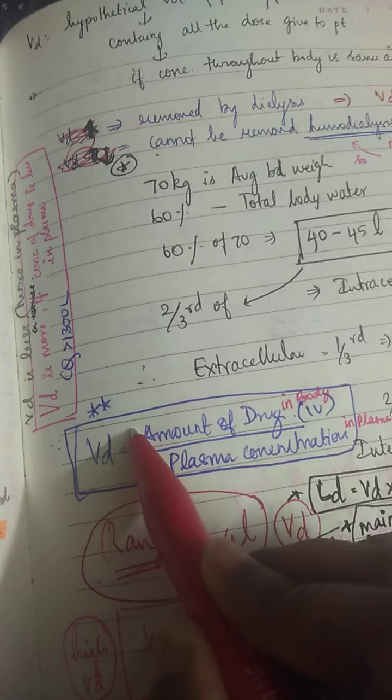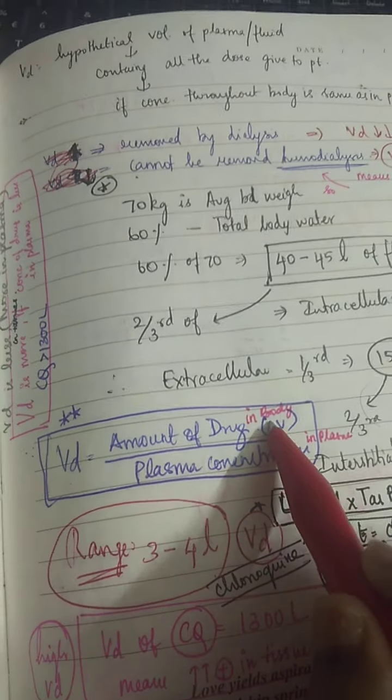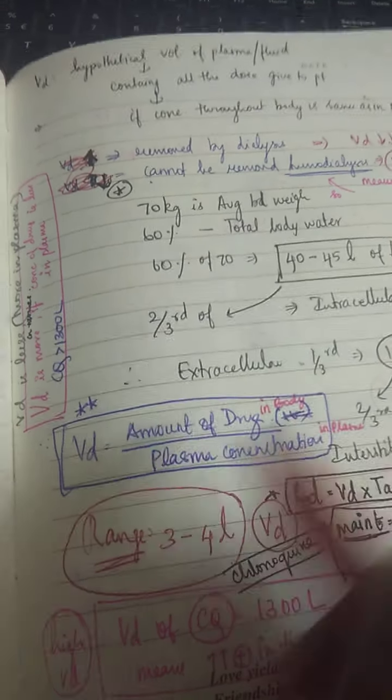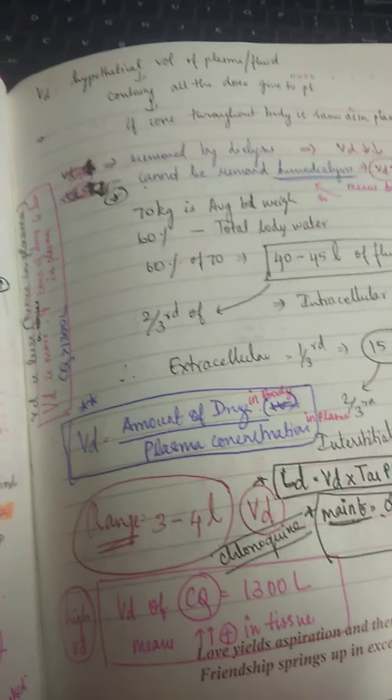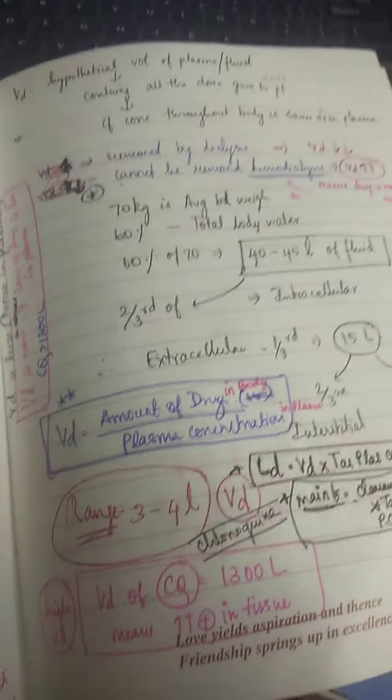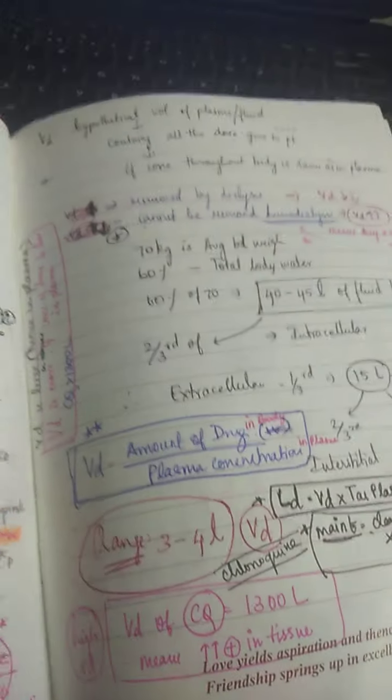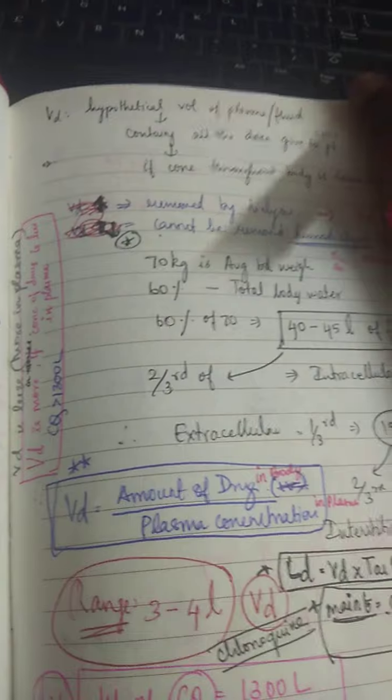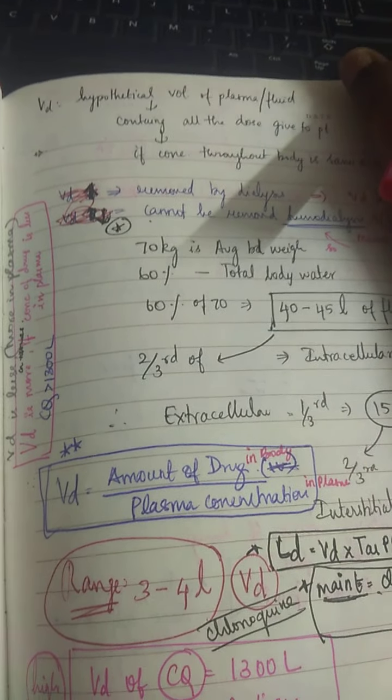So volume of distribution is equal to the amount of drug in the body, however you give it, by route of administration, divided by the plasma concentration of the drug that you achieve. This volume of distribution helps us tell where the amount of drug is present. Is it present in the blood, or is it present in the tissue?